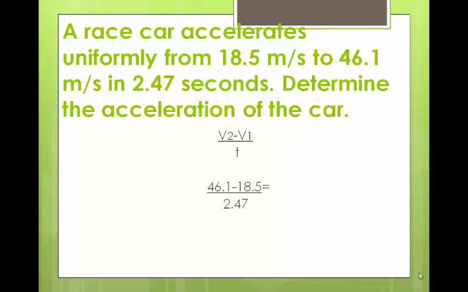And here's what we would do when we substitute it. Now if you look up here where it says from 18.5, so that's going to be your starting velocity, v1, divided by 46.1 meters per second in 2.47 seconds. So you're going to subtract 46.1 minus 18.5 divided by 2.47, and that gives you 11.17 meters per second or meters per second squared. Whichever way you want to indicate that is fine.